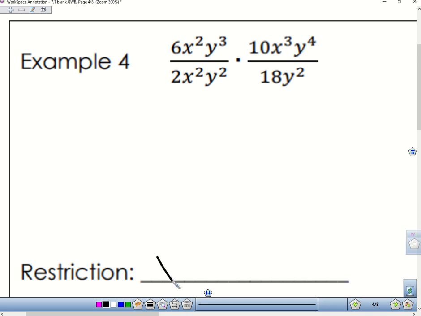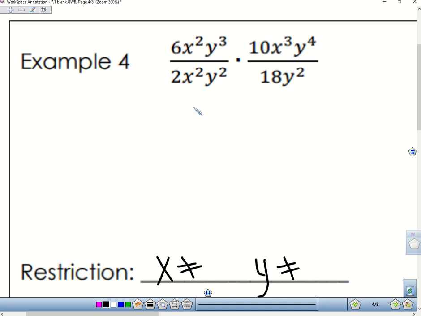So I personally just like to find my restrictions right off the bat so I don't forget. So I'm going to see what x can't be and what y can't be, because they would make my denominator 0. So this one's actually pretty easy to just look at and see. What would x have to be here that would make this denominator 0?